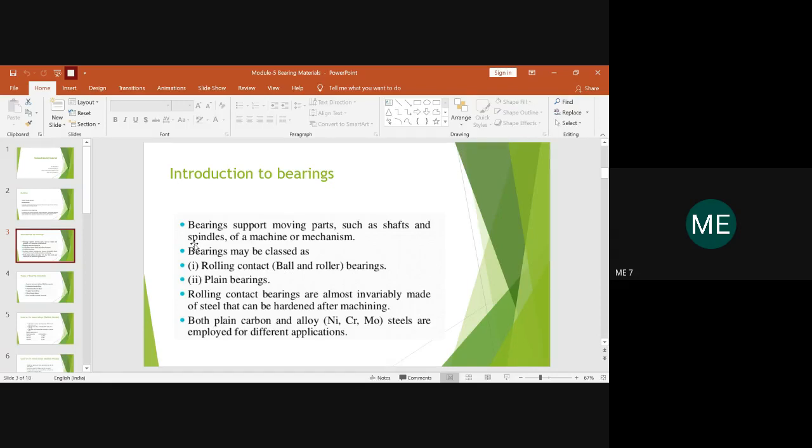But before going into the material, you need to know about the classes of bearings, the bearing classifications. That you have also studied a long time back. We have focused on two types of bearings: one is the rolling contact bearing, and the other one is the plain bearing. The rolling contact bearing is also known as the ball and roller bearing. Now, in rolling contact bearings, which material is it usually made out of? It is made of steel that can be hardened after machining. So you have to select a proper grade of steel which can be hardened after the machining process.